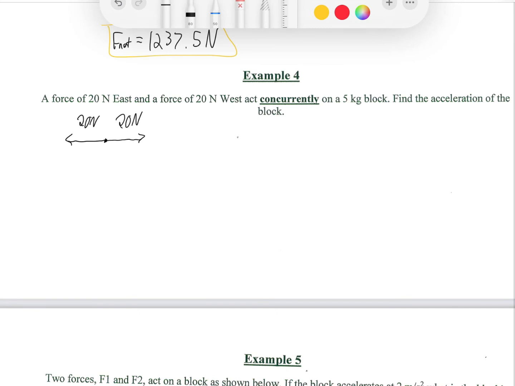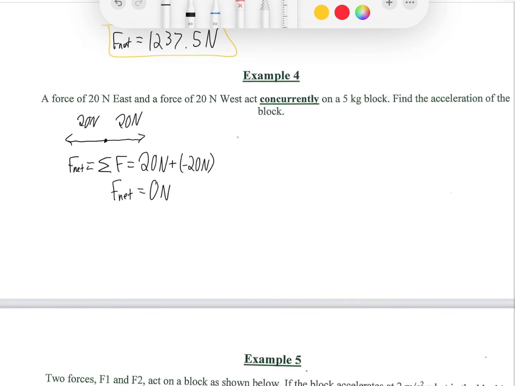If we're talking about the net force, which is another way to say the sum of the forces, which this sigma represents, we add them together like other vectors, the same way we did with displacements and velocity. To the east we can call positive, so positive 20 newtons, plus the one going to the west, which will be negative 20 newtons, which gives us a net force equal to 0 newtons.